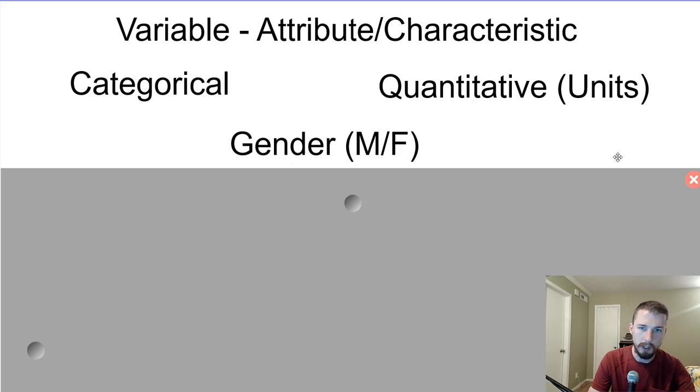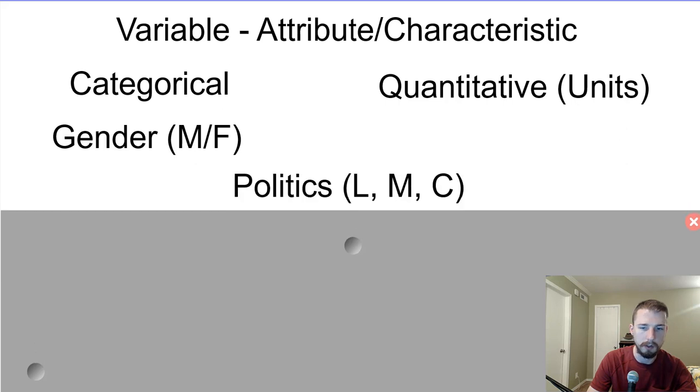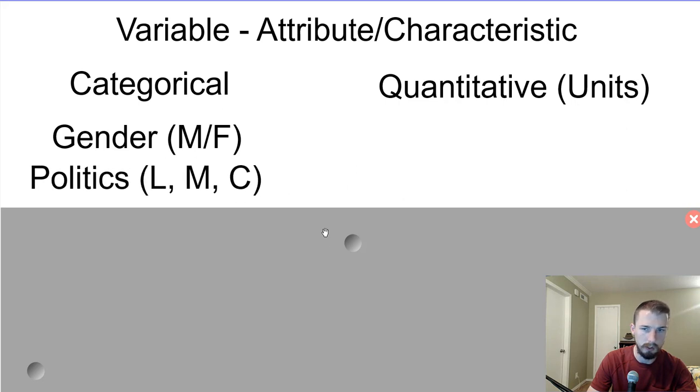All right, so a variable is an attribute or a characteristic. We have three. So we're going to sort these into, are they categorical or quantitative? So gender, male or female, that doesn't have units, so that would definitely be categorical, and with two categories there. Political affiliation, liberal, moderate, or conservative, that's categorical as well.